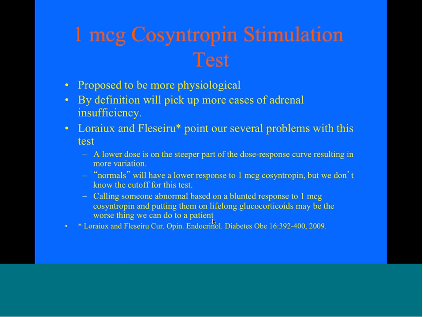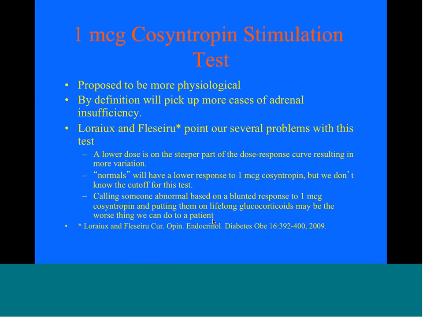Many people use the 1 microgram cosyntropin test. It's proposed to be more physiological, and it will definitely pick up more cases of adrenal insufficiency, which you may or may not want. It may pick up patients that weren't picked up by the 250 microgram test, but it may also pick up patients that you don't want to treat and don't need to be treated, and therefore you should use it with caution.